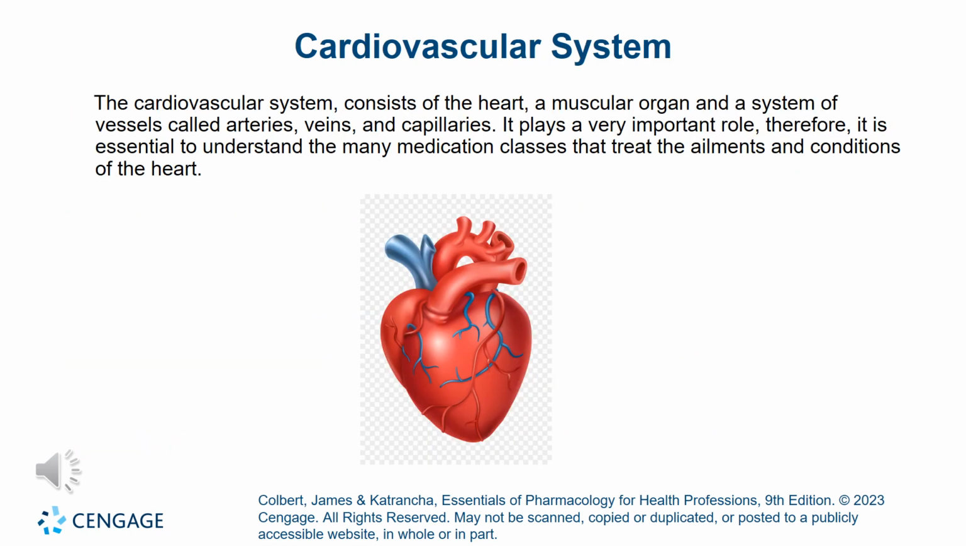Cardiovascular system. The cardiovascular system consists of the heart, which is a muscular organ, and a system of vessels called arteries, veins, and capillaries. It plays a very important role. Therefore, it is essential to understand the many medication classes that treat the ailments and conditions of the heart.